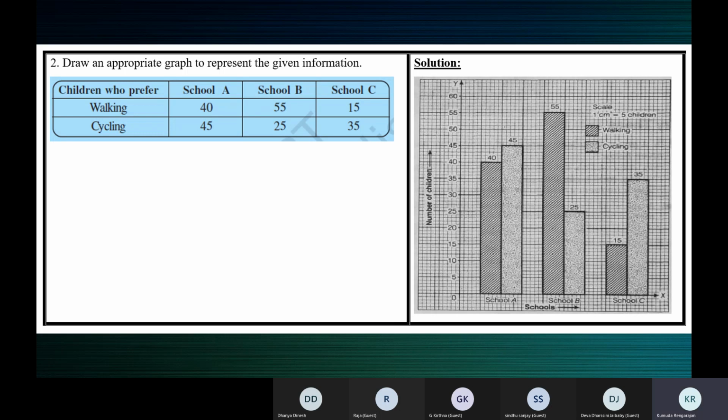Look at the numbers here: 40, 45, 55, 25, 15, 35. So you can see the scale. We jump in fives, 0, along the vertical line. You can see along the vertical line, we mark off 5, 10, 15, 20, 25, 30, 35, 40, 45.